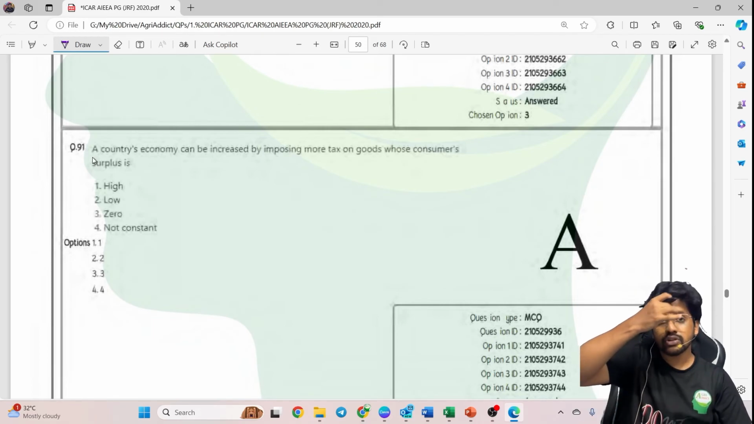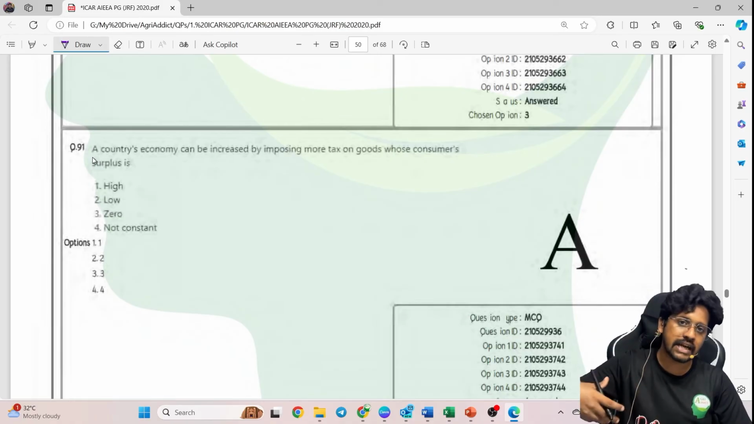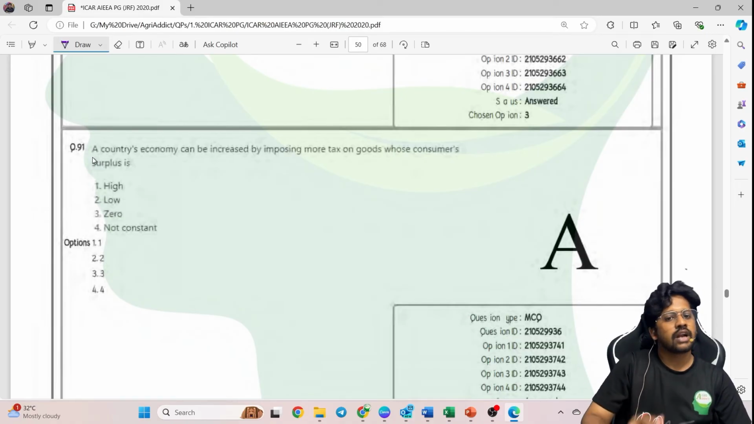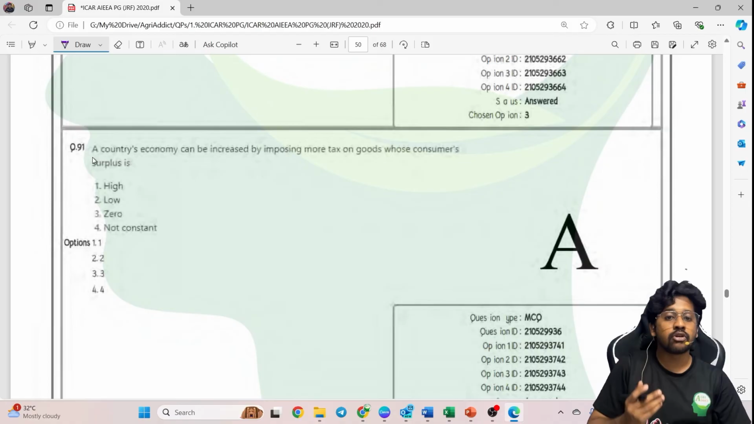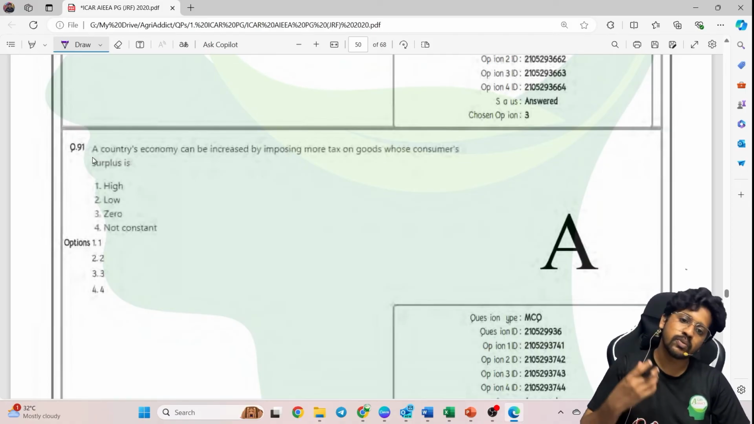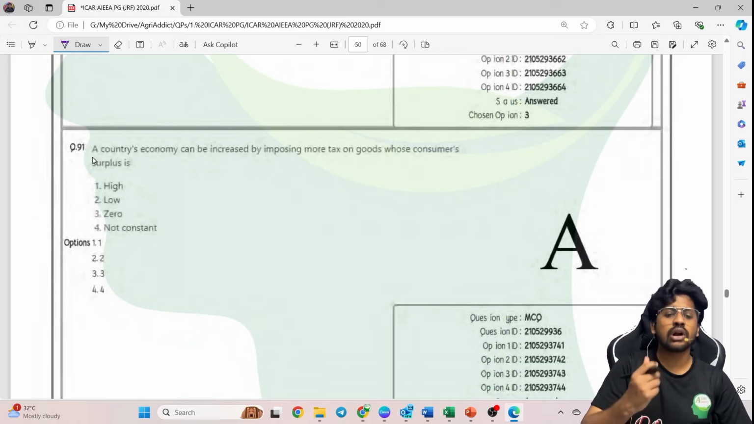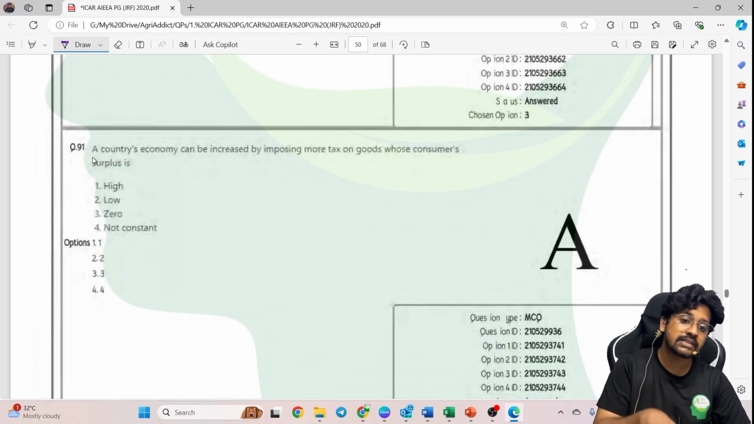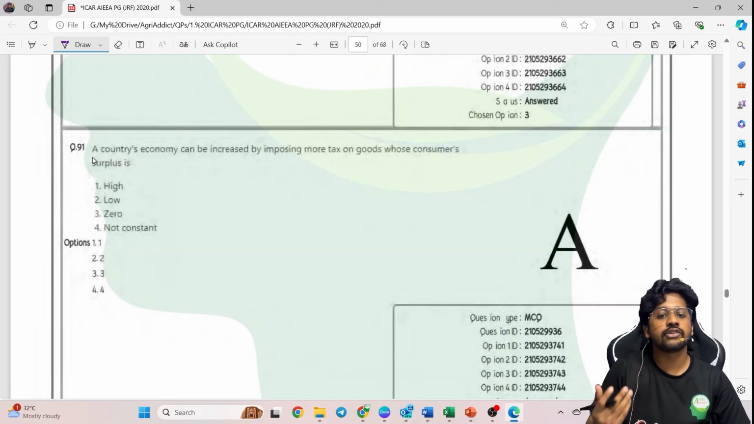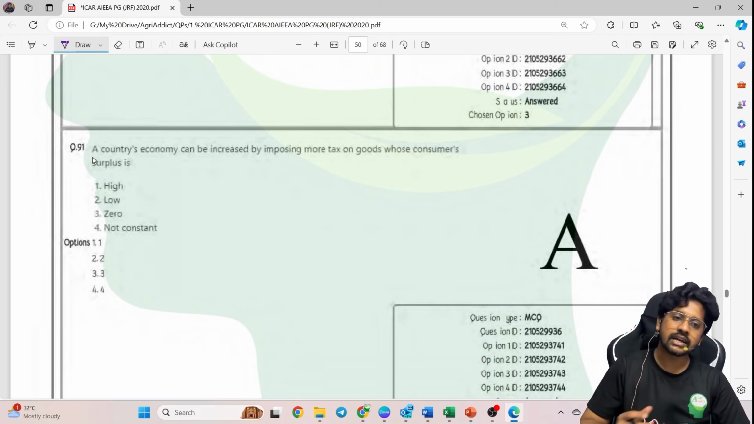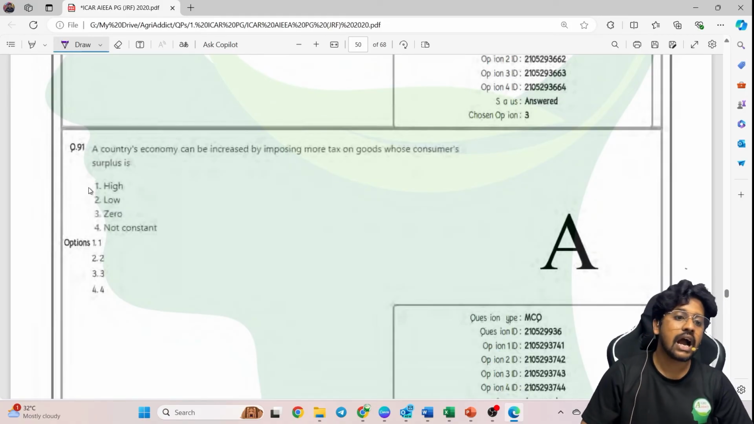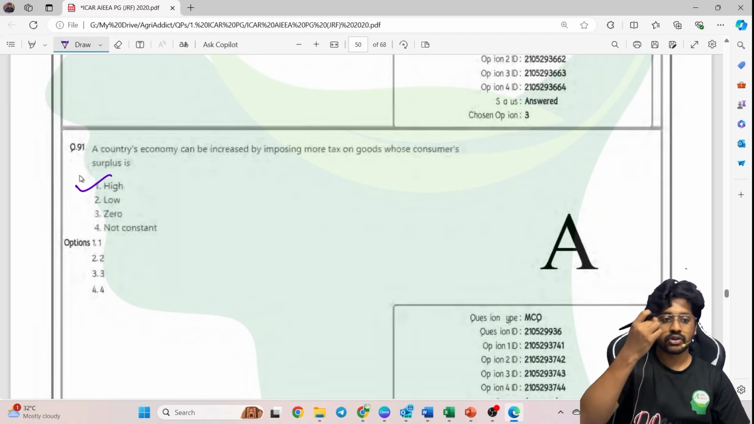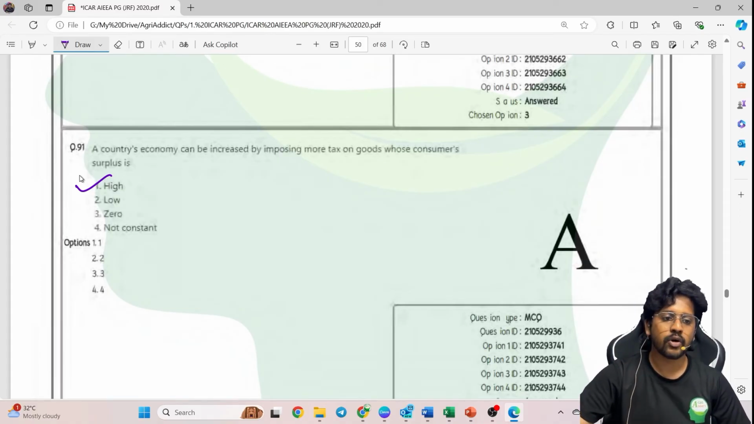So if that consumer surplus is grabbed by the government in the form of tax, none of the requirements of the consumer is lost, because it was the extra amount of money that they would be paying to buy the same quantity of goods, right? So that consumer surplus, if transferred as tax to the government, can be used for the welfare of the whole society, right? So a country's economy can be increased by imposing more tax on those goods which have higher consumer surplus. So for question number 91, the answer will be higher consumer surplus. Option 1 will be the correct answer.